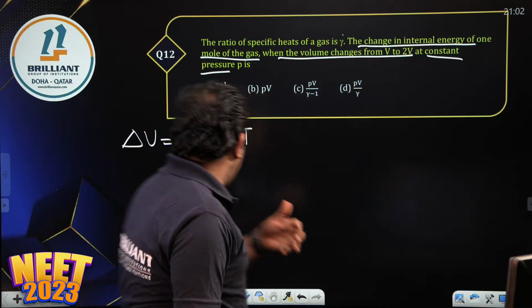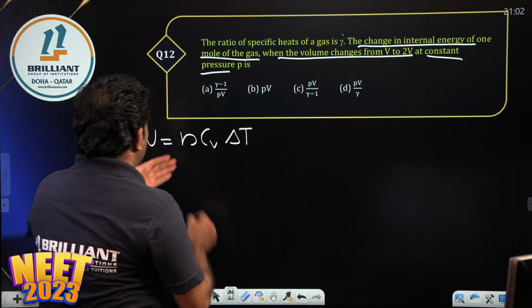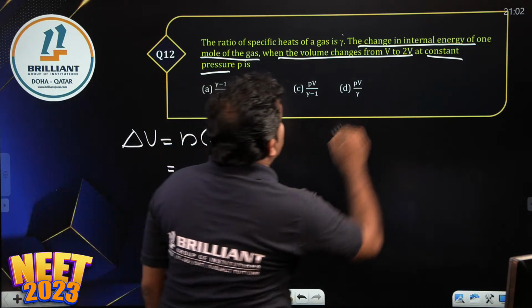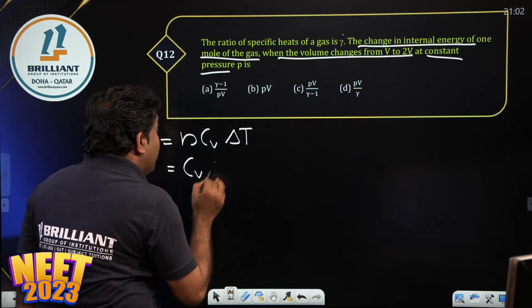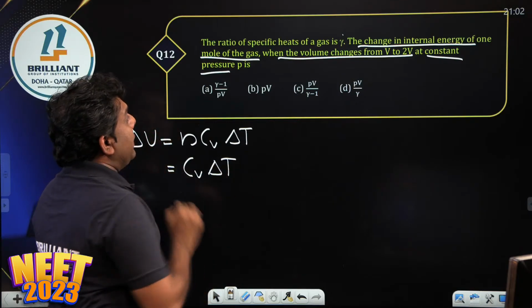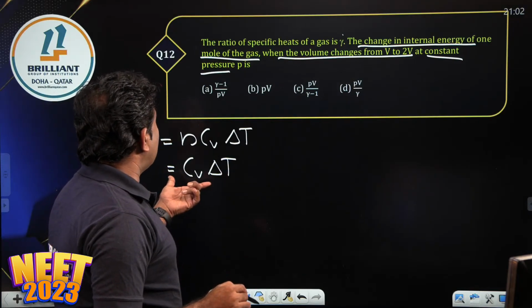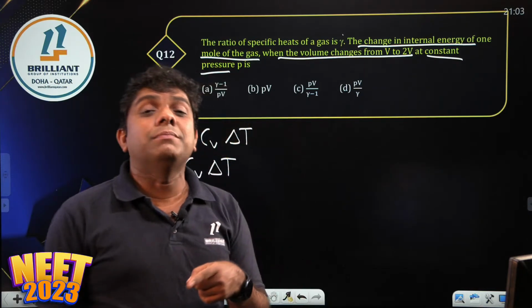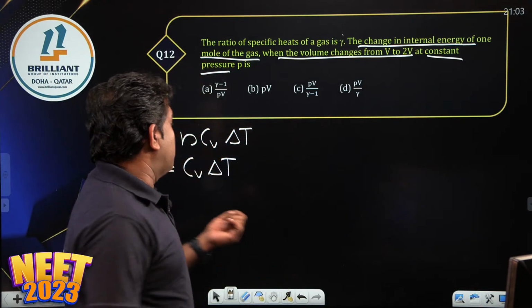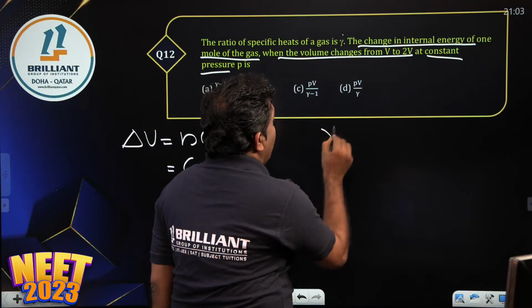We are doing question 12 now. Here the number of moles is given, which is 1. So we can say CV delta T. But CV is not given in the options, so I want to change this CV in terms of gamma. How is this possible? We know the formula.